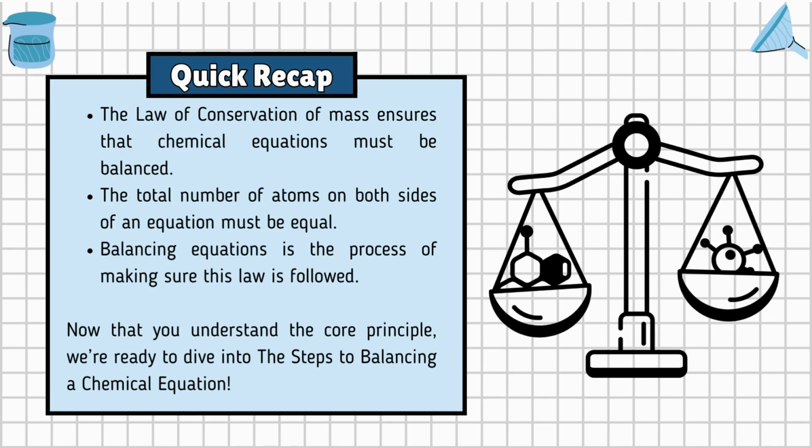So a quick recap. The law of conservation of mass ensures that chemical equations must be balanced. The total number of atoms on both sides of an equation must be equal, and balancing an equation is the process of making sure that this law is followed. So now that you understand the core principles, we are ready to dive into the steps of balancing a chemical equation.